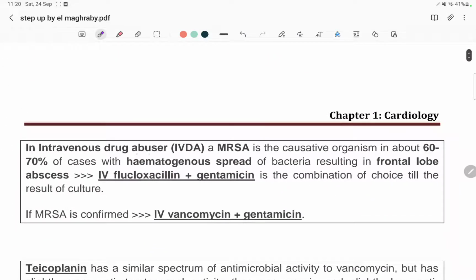In IV drug users, MRSA is the causative organism in about 60% to 70% of cases, with hematogenous spread of bacteria resulting in frontal lobe abscess. Initial treatment is IV flucloxacillin and gentamicin combination, pending the result of culture. If MRSA is confirmed, then you have to give vancomycin and gentamicin.